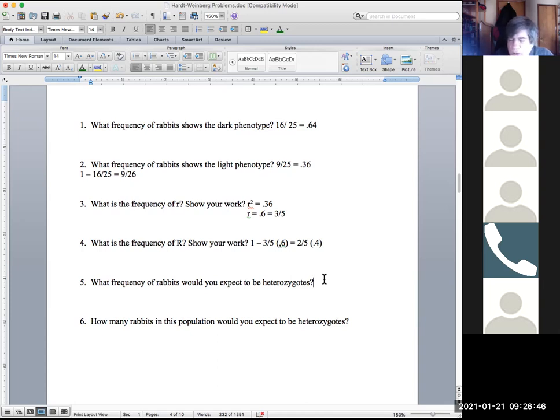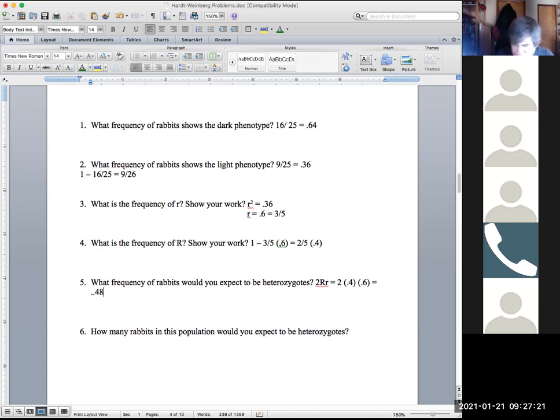What frequency of rabbits do you expect to be heterozygous? Well, remember the Hardy-Weinberg equation says that heterozygote frequency is 2 times big R times little r. So 2 times 0.4 times 0.6, and that's, whoops, not 48. 0.48.